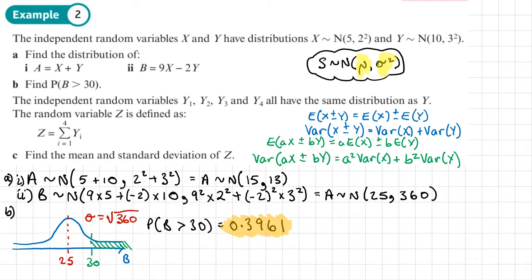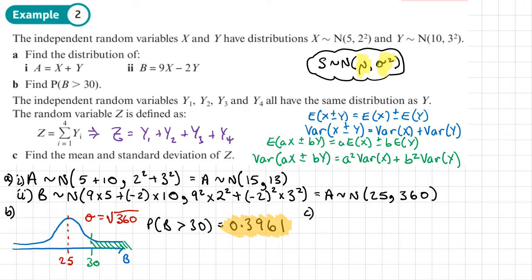And then lastly, part C, it says the independent random variables Y1, Y2, Y3 and Y4 all have the same distribution as Y. The random variable Z is defined as the sum of these 4 independent random variables that all have the same distribution. And what we need to do is to find the mean and the standard deviation of Z. So first of all, what we've got written down here, with Z, is basically saying that Z is equal to Y1 plus Y2 plus Y3 plus Y4. All of them have the same distribution.